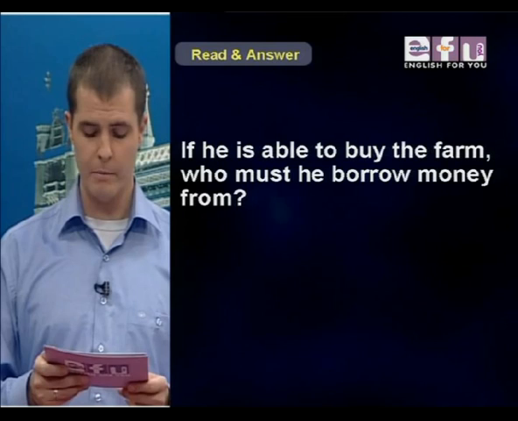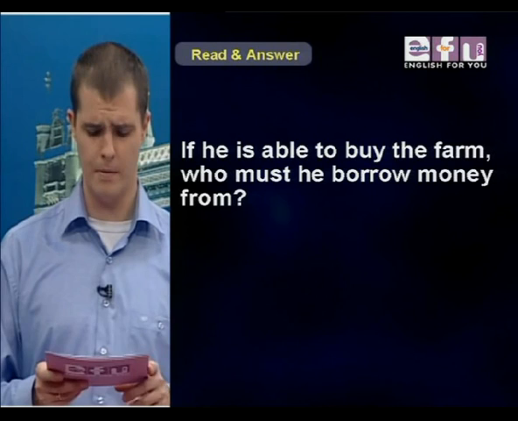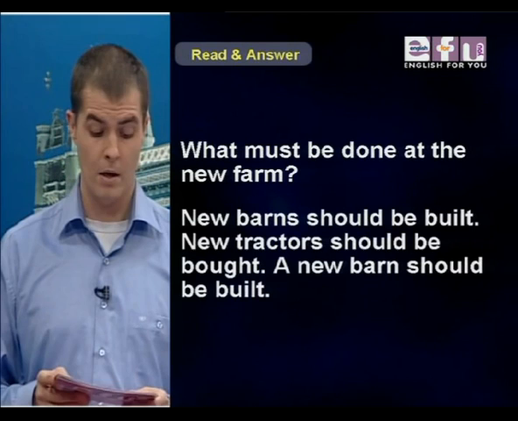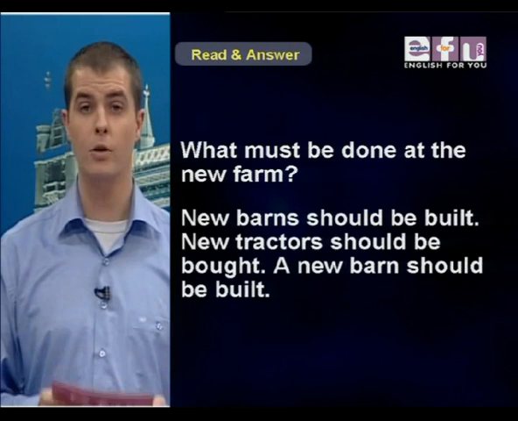Number five. If he is able to buy the farm, who must he borrow money from? He must borrow money from his father-in-law. Number six. What must be done at the new farm? New barns should be built. New tractors should be bought. A new barn should be built.